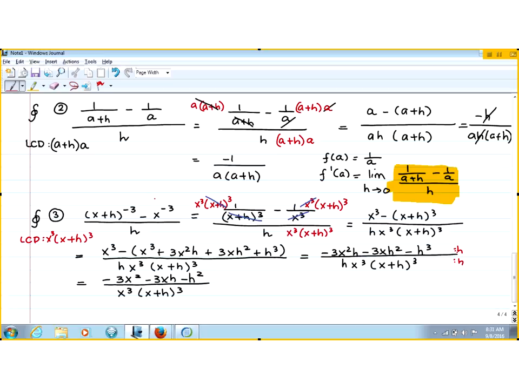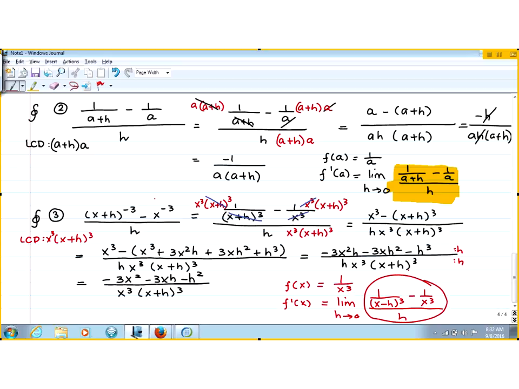Okay. So how is this related to calculus? It's the same thing. So you have f of x is equal to, what is this? 1 over x cubed. And then you want to know what is the derivative. Find f prime of x. So f prime of x is the limit as h goes to 0 of 1 over x plus h cubed minus 1 over x cubed, divided by h. So this is what we're calculating.